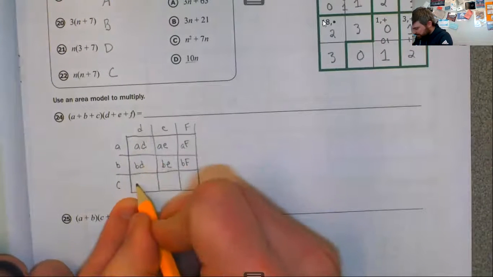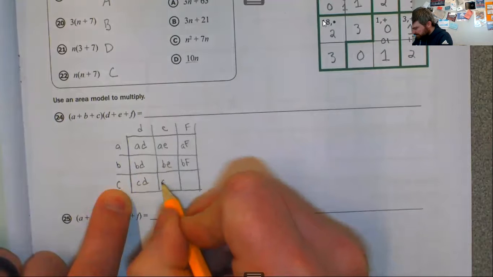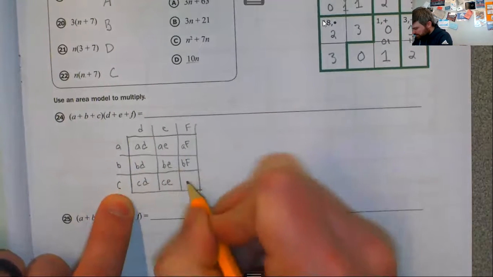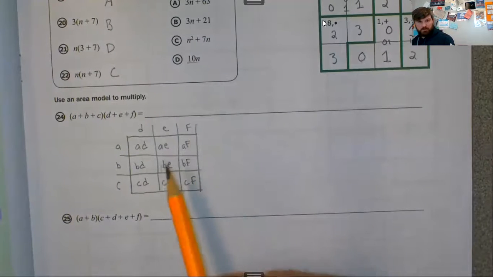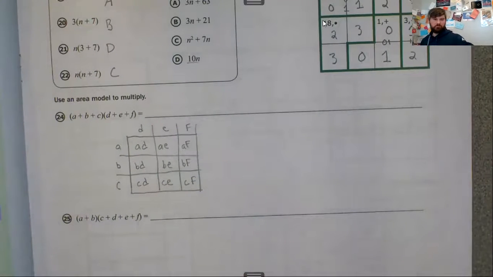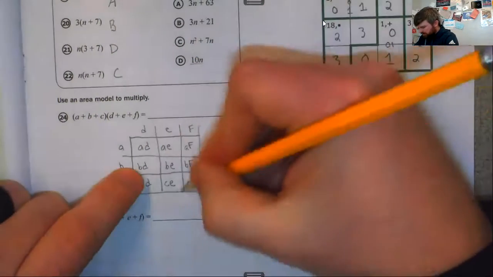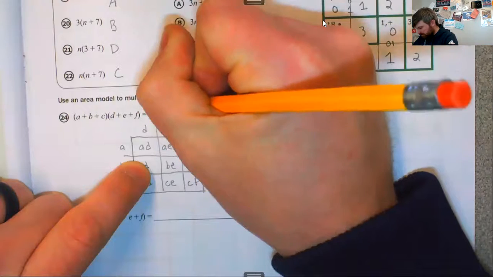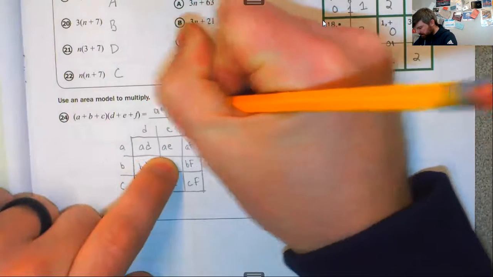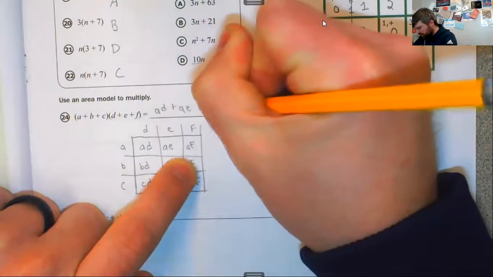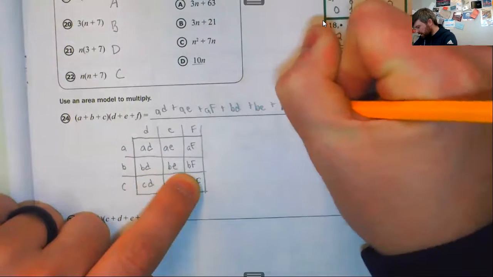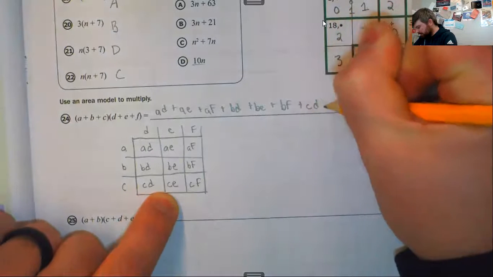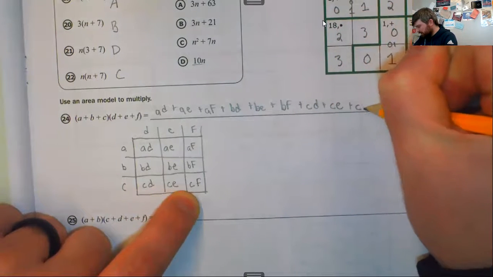C, then D, so CD. C times E, CE. And C times F is CF. Now, looking through here quickly, we can see that none of them are the same. None of them are alike. Okay, so we just need to add all 9 terms together. Again, the order doesn't matter. So we'll go AD plus AE plus AF plus BD plus BE plus BF plus CD plus CE plus CF.